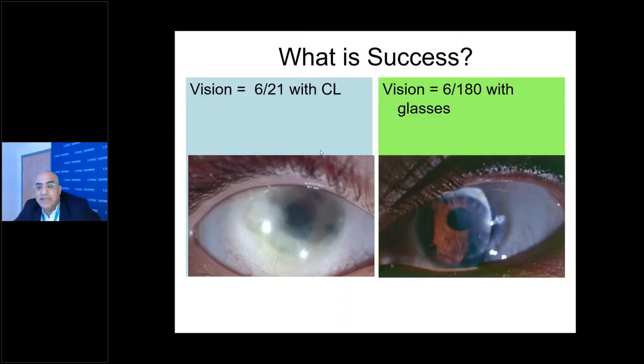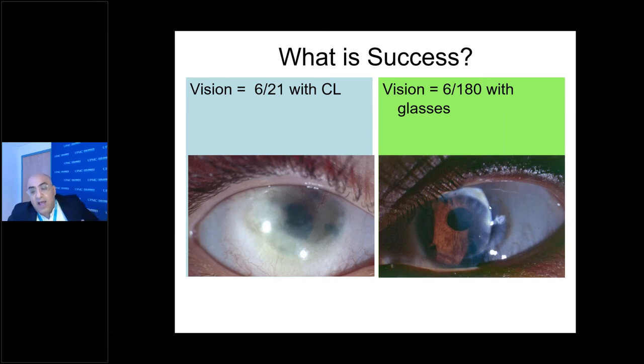Okay, so what is success? And I'm coming to the last part of my talk. The child that you see on the left had several corneal transplants. I had one corneal transplant with several episodes of graft failure, but would wear a contact lens. The mother was very good at patching the other eye, which was much better and almost normal. And the child got 6/21 vision, which is the equivalent of 20/70 vision with a contact lens.